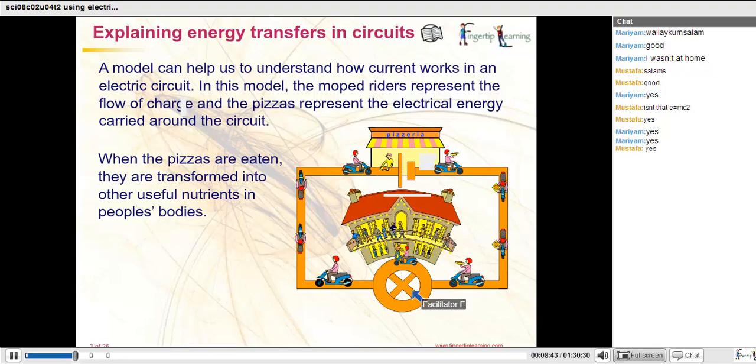And when the pizzas are eaten by the people, they are transformed into other useful products. When you eat a pizza, the carbohydrates and other nutrients in the pizza are transformed in your body into what your body requires. Is that clear?